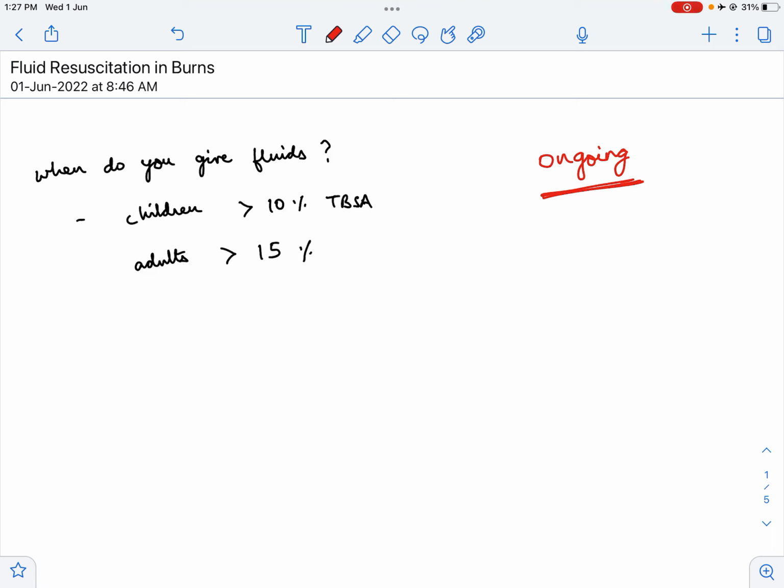So now, when do you give fluids? First you have to calculate the percentage of the total body surface area which has been burnt. Now, that is in a separate video, as to how to calculate the percentage of body surface area that has been burnt. So now you've calculated the percentage of surface area which has been burnt.